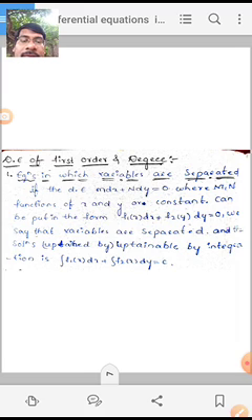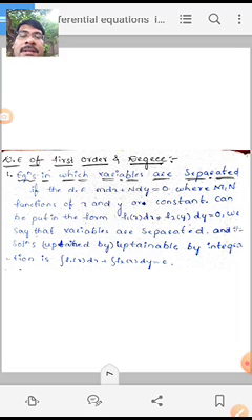Here the differential equations of first order first degree have different forms. That is dy by dx is equal to f of x comma y, dy by dx plus py is equal to q of x, which is a linear equation, and m dx plus n dy, where m and n are functions of x comma y. These are the forms of a differential equation of first order and first degree. Now we have to find the solution of this differential equation.